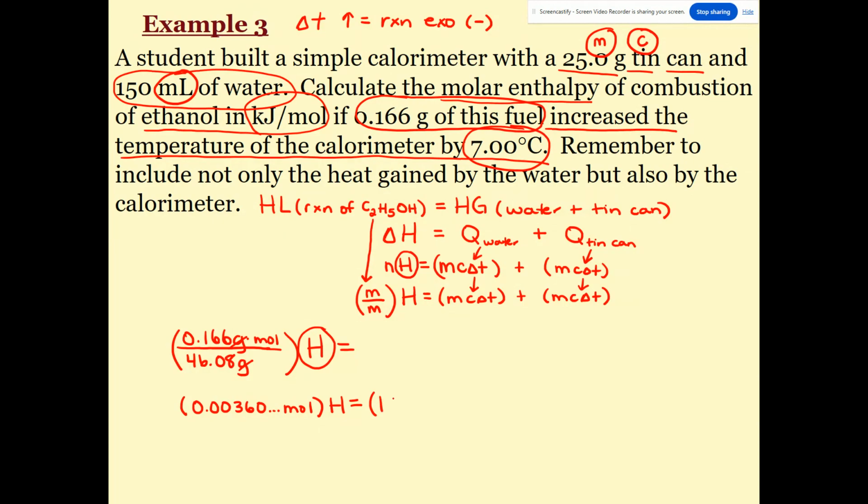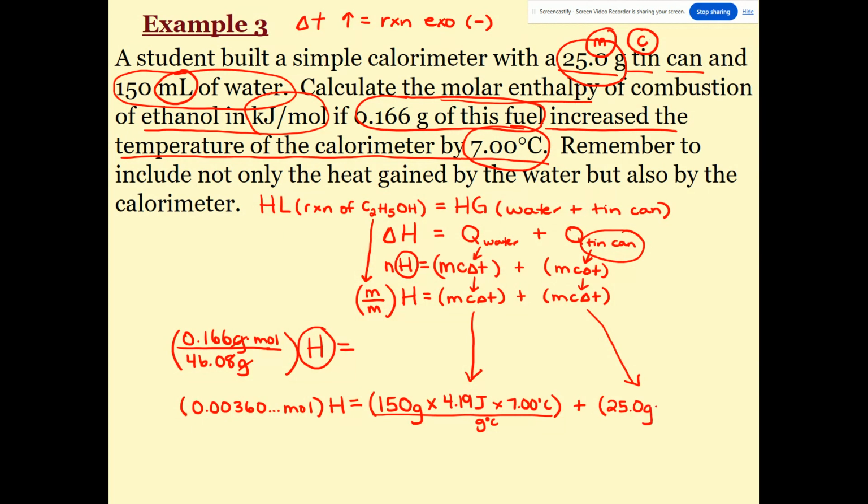So again, my water was 150 grams, because remember the milliliter volume equals the mass in grams. My specific heat capacity for water is 4.19 joules per gram degree Celsius. And my temperature change, again, I'm given the temperature change. I don't have to find it. Okay? I'm going to be adding that to another calculation, the other mcΔT of the tin can. So that's how this one's a little different. So the mass of the tin can is 25.0 grams.